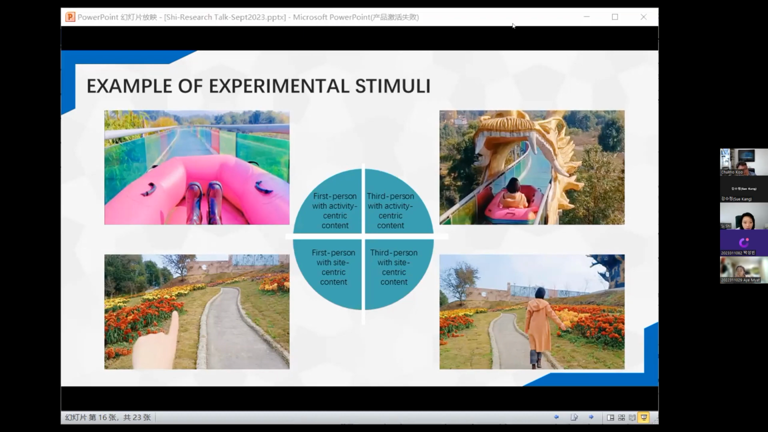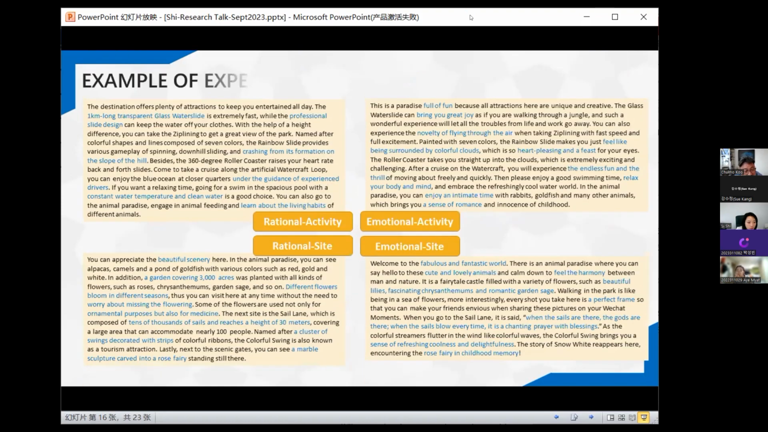We designed very detailed plot guidelines to shoot the videos, and we edited them based on our codings of the mainstream short video features. And here's an example of our narration appeals embedded in the short videos. For example, this is a rational appeal in the activity-centric content. This is the emotional appeal in the activity-centric content. You can see here, although they are introducing the same activities or sites, they use different appeals.